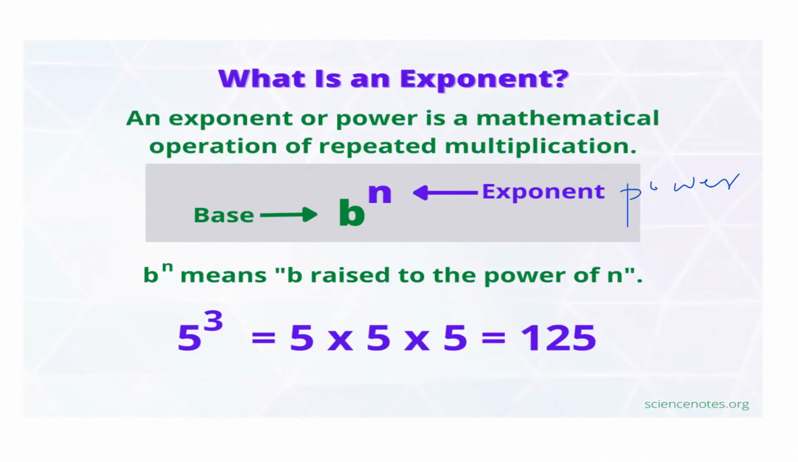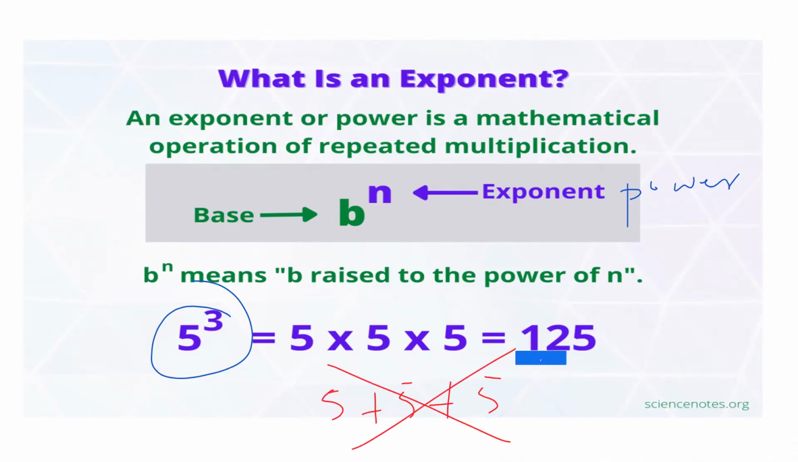An example is this, 5 to the power 3. So 5 to the power 3 means you are multiplying 5 3 times. So you've got 5 times 5 times 5. Now remember, this is not the same as addition, because that equals 15. We are looking at multiplication, times. So 5 to the power 3 means that you're doing 5 times 5 times 5.